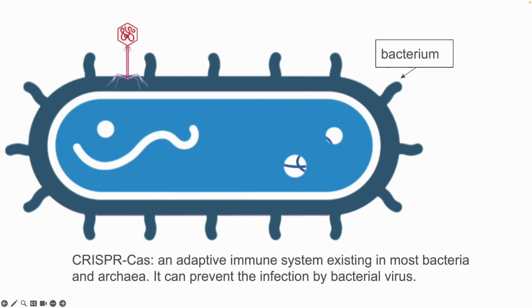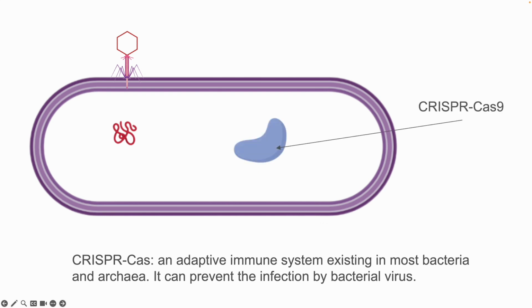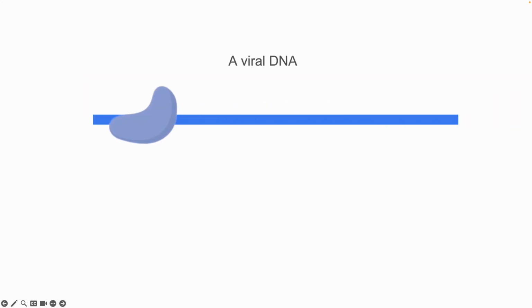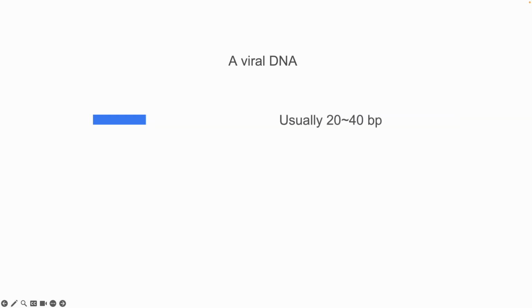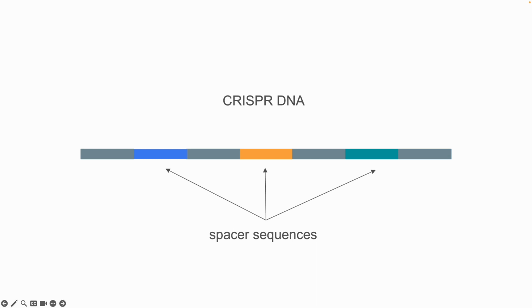When a bacterial virus invades a bacterial host, it will inject its DNA into the bacterial cell. As a response, the CRISPR-Cas system in the cell will engage. It will recognize the foreign DNA, cut it, and capture a short fragment. This fragment is then inserted as a spacer sequence into the CRISPR locus.